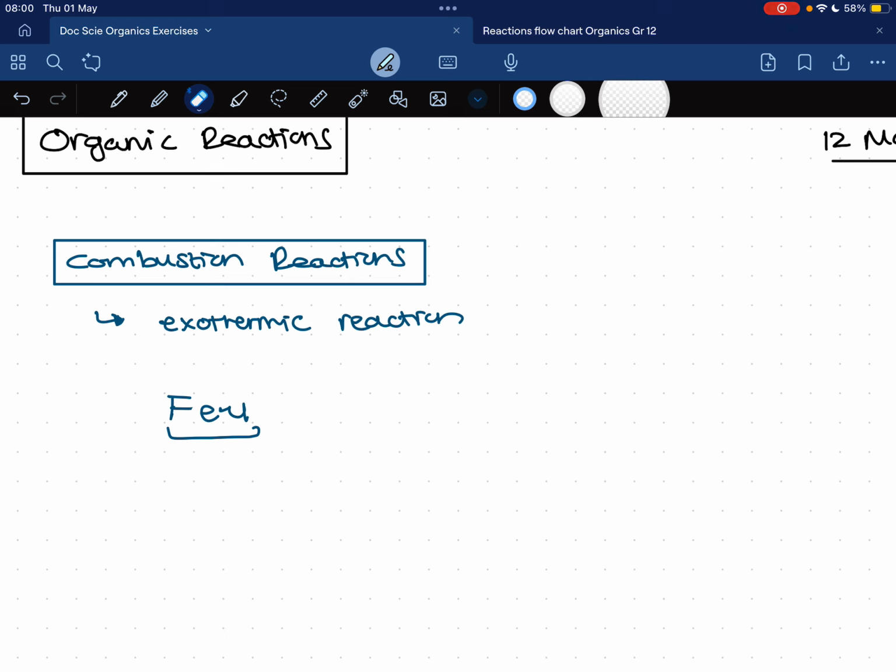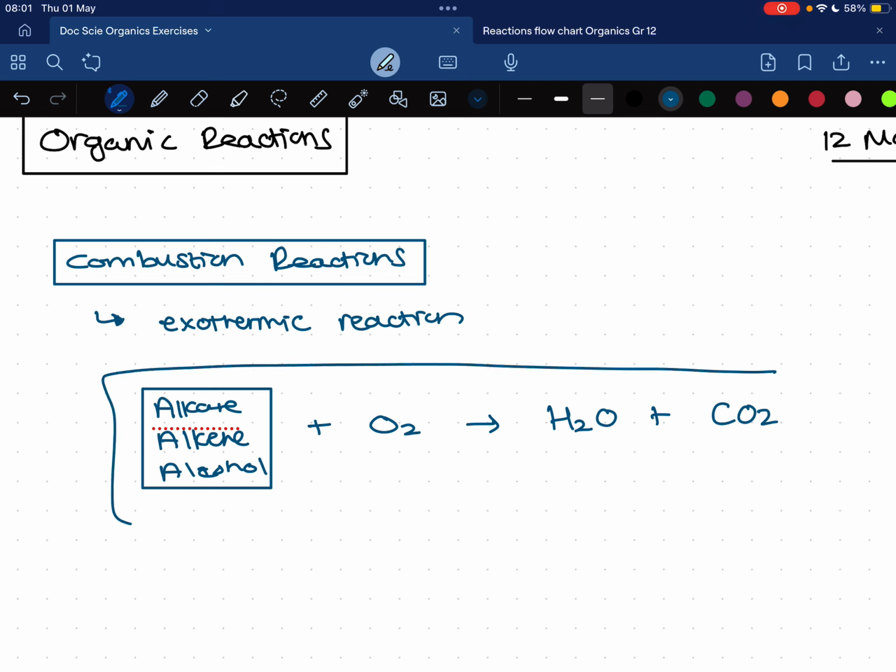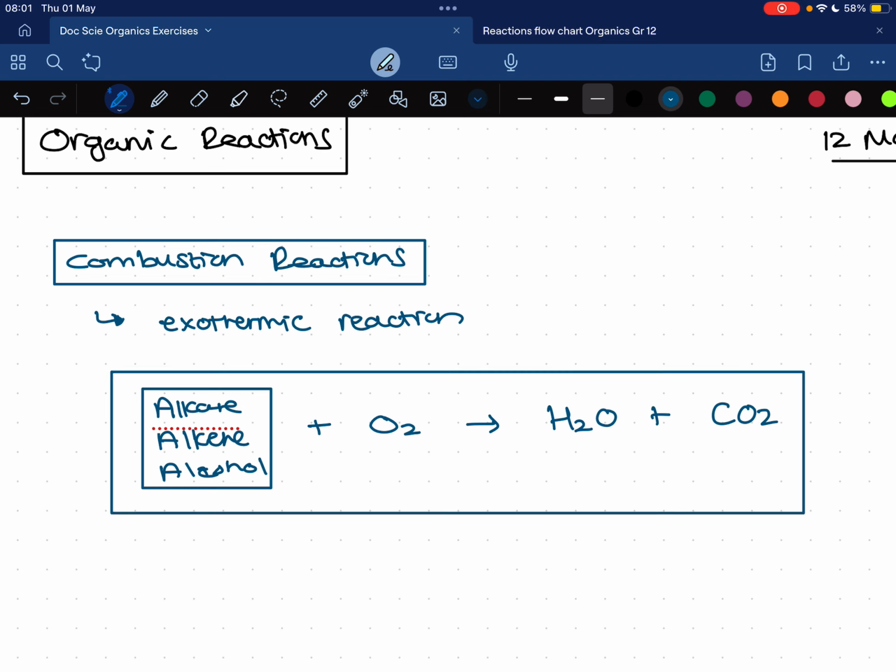So the fuel can be an alcohol, it can be an alkane, or it can be an alkene. So we'll have alkane, alkene, and alcohol, which can combust with oxygen, and it will always form water and carbon dioxide. Then you'll obviously just balance it depending on what the substance is that's going through the combustion.